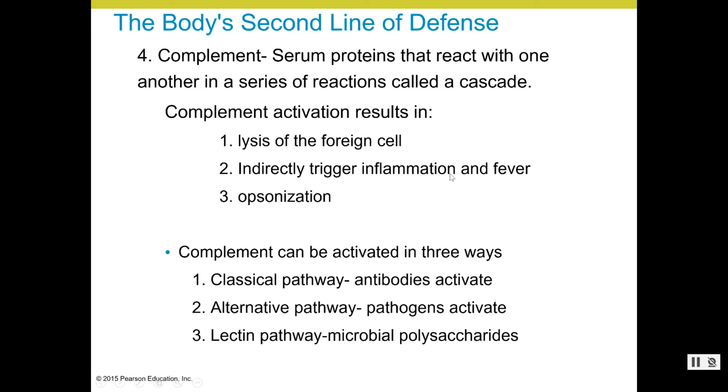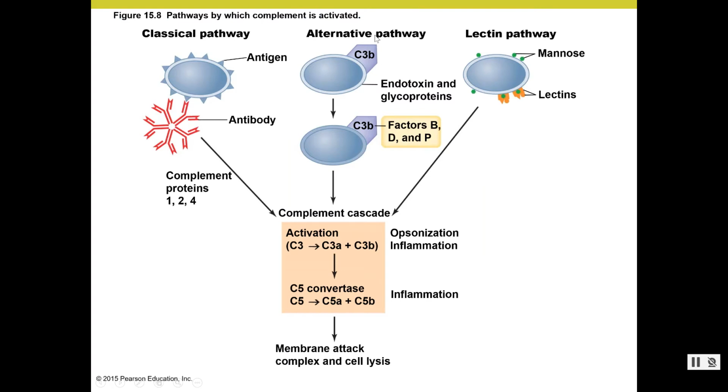They can trigger inflammation, they can also trigger fever, and then opsonization. So all of those things are outcomes of complement activation. We mentioned that it can be activated in three ways: classical, alternative, or the lectin pathway. Let's not talk about the lectin pathway, but let's compare the alternative pathway and the classical pathway.